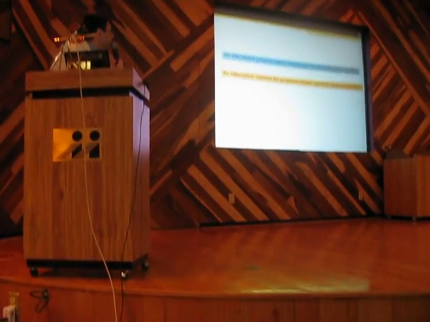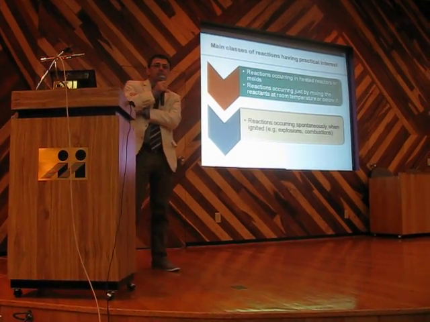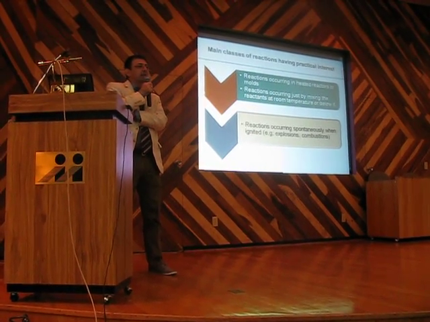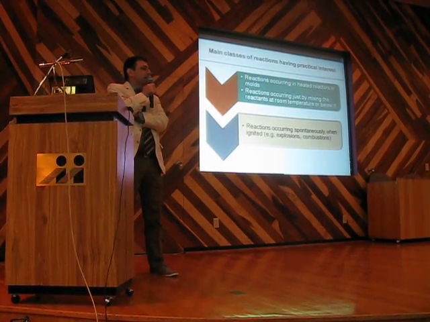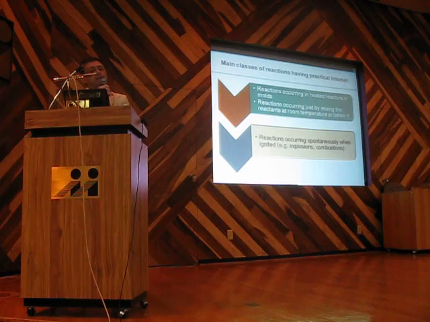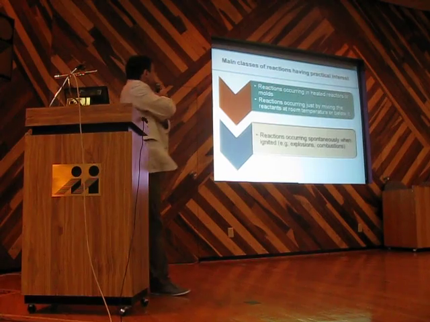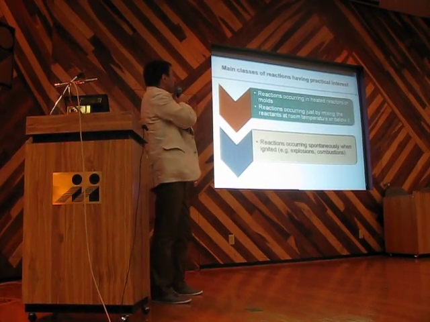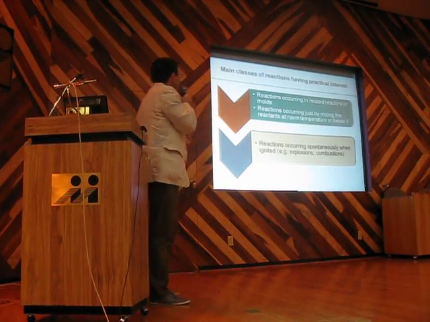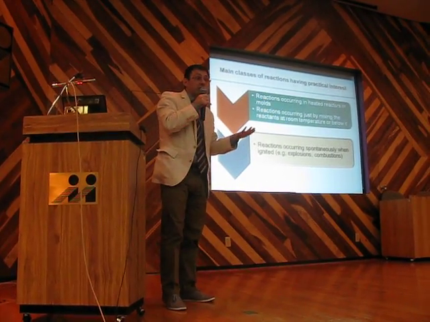Okay, first of all, let's talk about frontal polymerization. If we take into consideration the main classes of reactions having practical interest, we discover that they can be classified in 2 main categories. The first is the category in which I put the reactions occurring in heated reactors or molds, and the reactions occurring by simple mixing of the reactants, and in which the reaction occurs at low temperature or at room temperature.